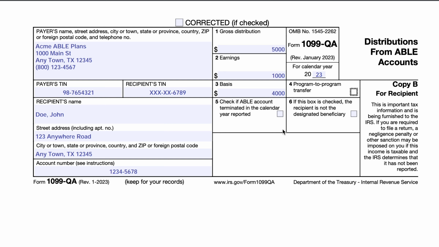Box 5 will be checked if this is an ABLE account that was terminated during the tax year in the calendar year reported. So if this box were checked, then that would mean that the account was closed in 2023.